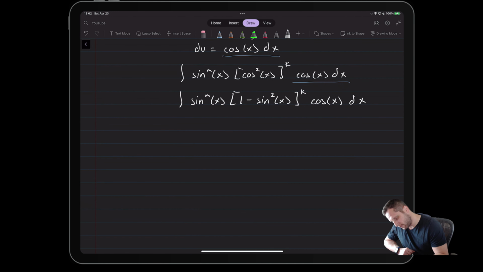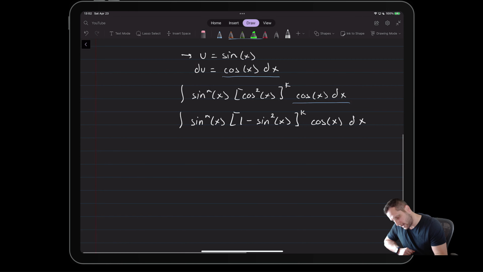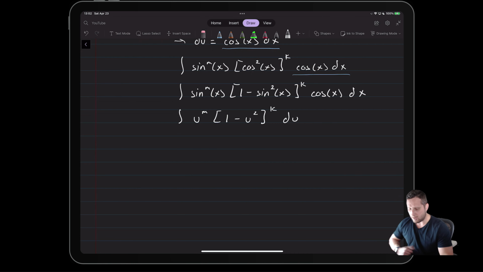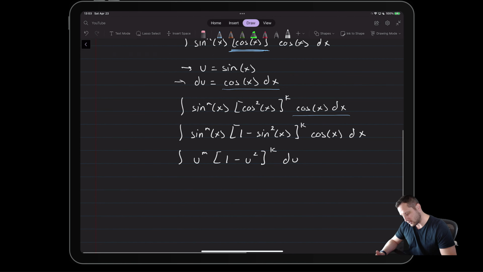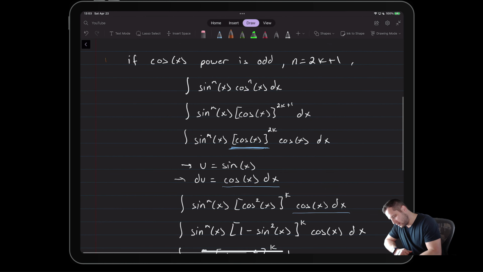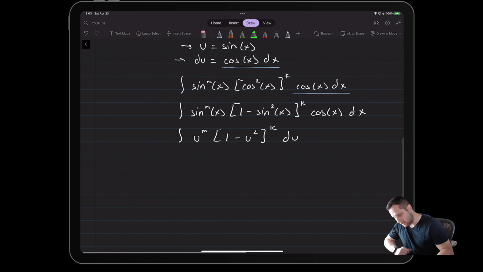So we say u is equal to sine x and du is equal to cosine x dx. Then we have u to the m power times 1 minus u squared all to the k power du. From there, you can go forward with solving this integral like you would any other integral of this form, and when you're done, you convert back, with u equal to sine of x. So this is the first little strategy.